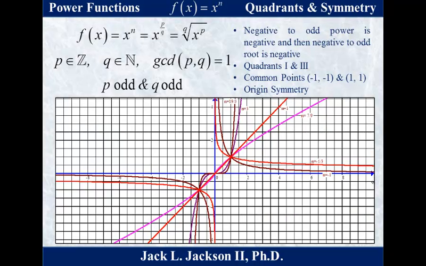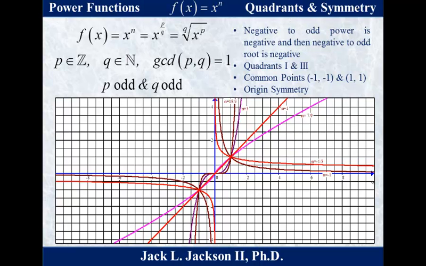Now, suppose we have a rational power, f of x equals x to the n, where n is a rational number of the form p over q, where p is an integer and q is a natural number. We can think of that as x to the p and then take the qth root of that. We're going to assume that the fraction is reduced, so the greatest common divisor of p and q is 1. And we've got 3 cases we're going to look at here.